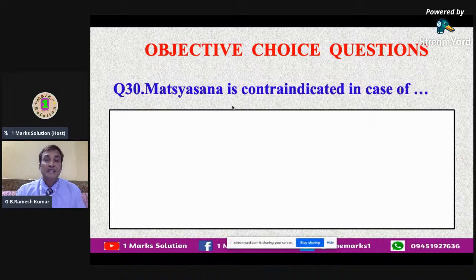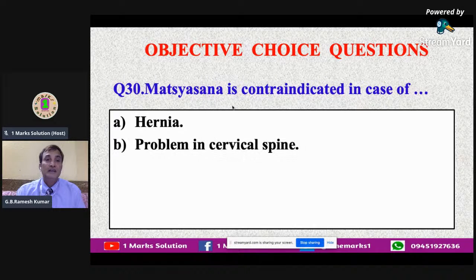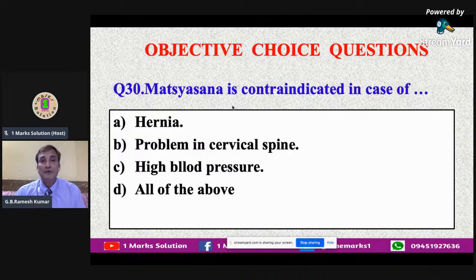Matsyasana is contraindicated in case of hernia, problem in cervical spine, high blood pressure, all of the above. Now, you need to understand one thing. What do you mean by contraindication? When we are discussing any asana, we discuss how to perform the asana, what are the benefits of the asana, and contraindication. Contraindication is nothing but the people who are not supposed to do it, so that it will not go to the worst condition.